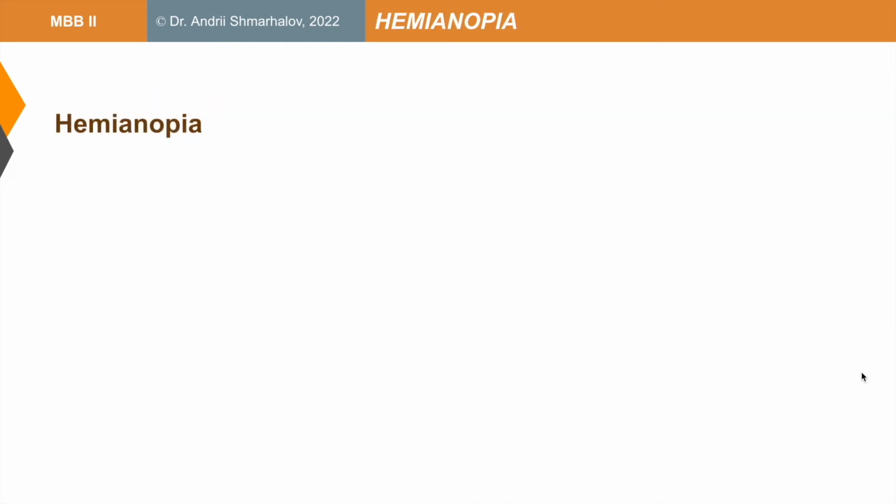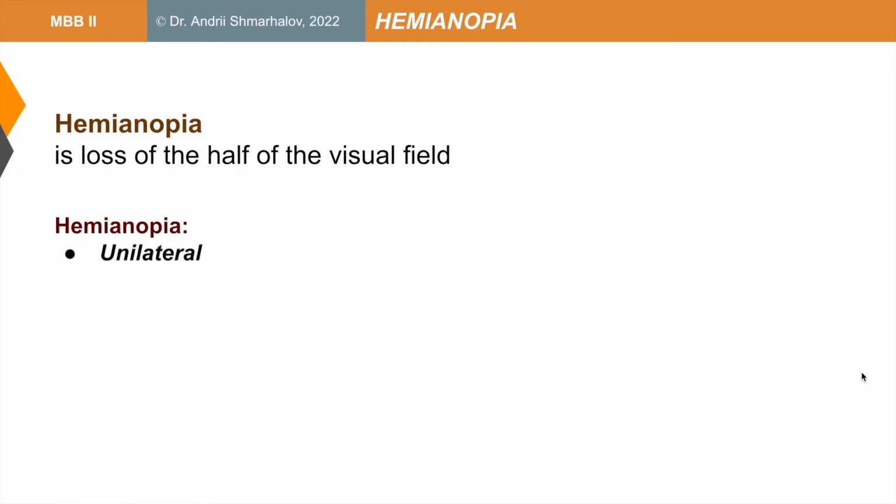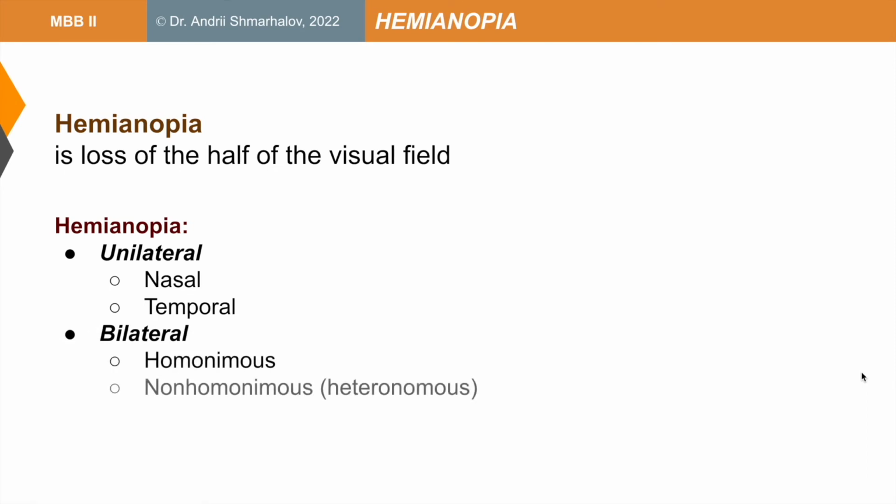Next, we're talking about hemianopia. Hemianopia is a loss of one half of the visual field. Hemianopia may be unilateral, which is subdivided into nasal and temporal unilateral hemianopia, or bilateral, which is classified as homonymous and non-homonymous or heteronymous hemianopia.